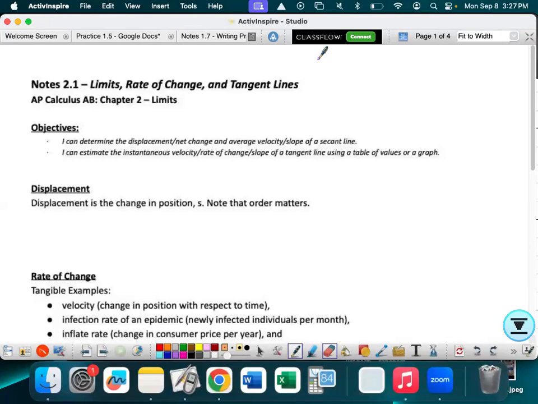This is notes 2.1, limits, rates of change, and tangent lines. In this set of notes, we are going to talk about the displacement, net change, and the average velocity, slash slope of a secant line. And then we should be able to estimate the instantaneous velocity, rate of change, and slope of the tangent line using a table of values or a graph.